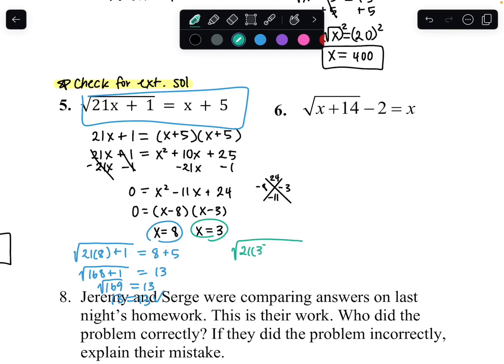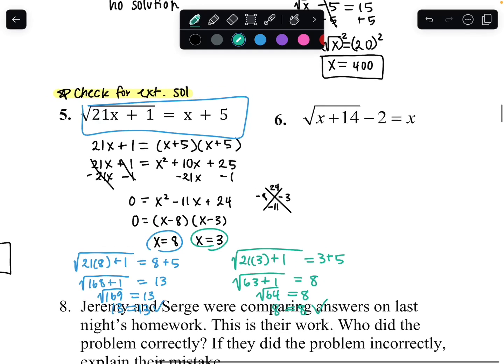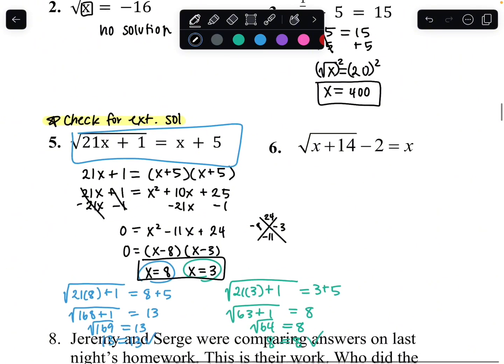And so 21 times 3 plus 1 equals the 3 plus 5. And so that gives me 63 plus 1 equals 8, which says square root of 64 equals 8, which is a true statement. 8 equals 8. And so both of these are solutions. Neither are extraneous.